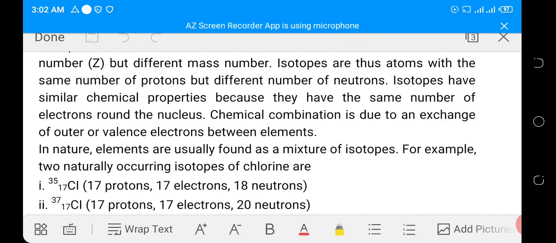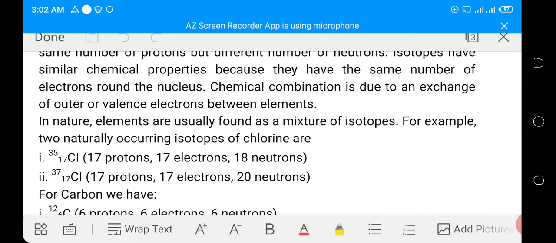For example, two naturally occurring isotopes of chlorine are chlorine-35 and chlorine-37. They have the same number of protons, 17, and the same number of electrons, 17, but they have different numbers of neutrons. Chlorine-35 has 18 neutrons, while chlorine-37 has 20 neutrons.